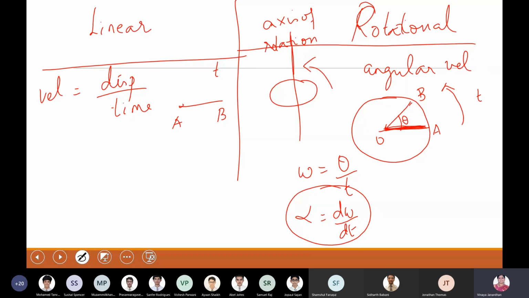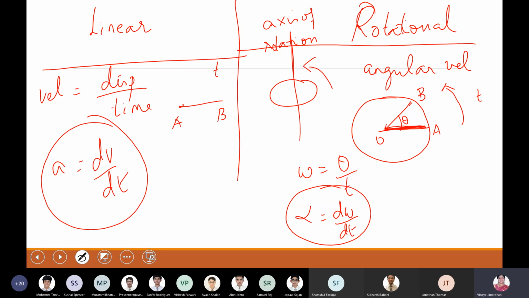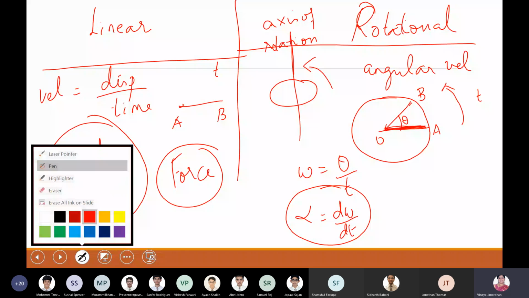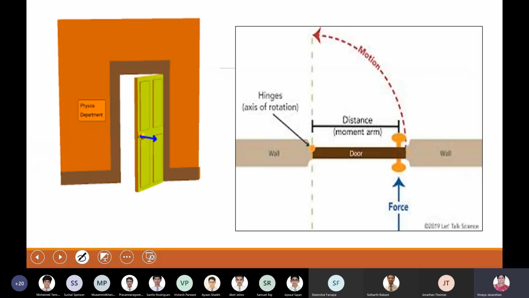Now what causes angular acceleration? Here, acceleration is equal to dv by dt. What accelerates a body? A force acting on a body accelerates the body in case of linear motion. In case of rotational motion, the force which causes the body to undergo rotation, or which increases or decreases the angular acceleration, we call a torque. So now you'll be introduced to a new concept, torque.